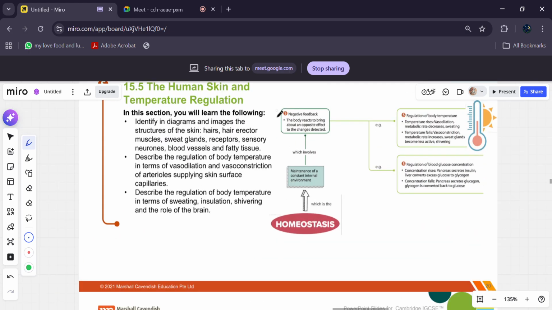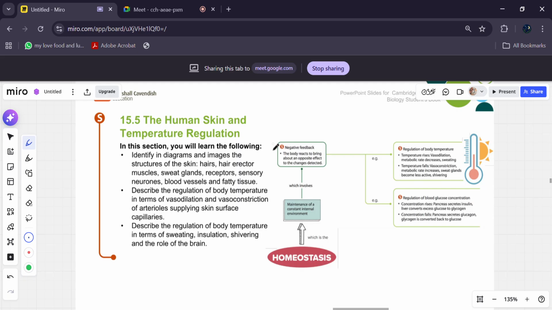Now we'll move on to the human skin and temperature regulation. Remember when I said homeostasis is the process of keeping the internal environment constant? Well, what does homeostasis actually do? What do they do to keep this internal environment constant? We'll learn in 15.5. Let's go.